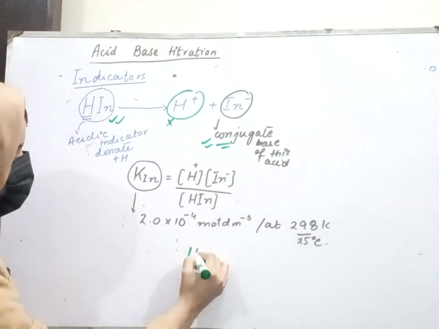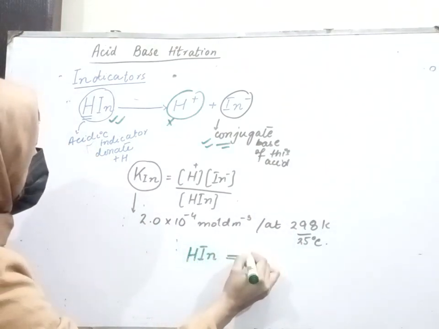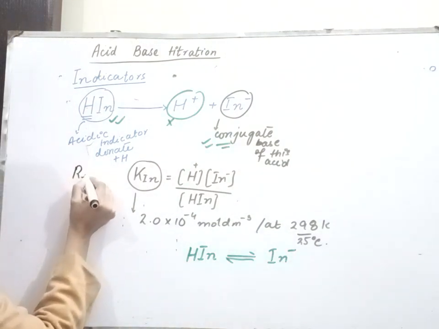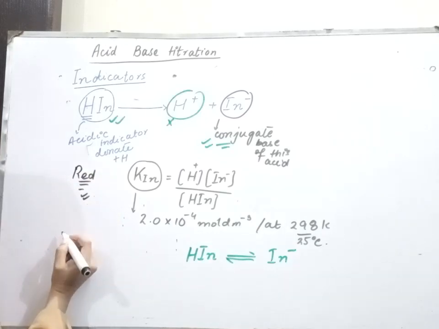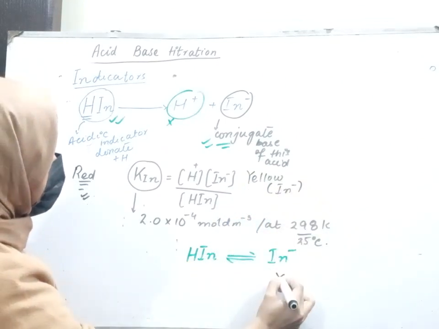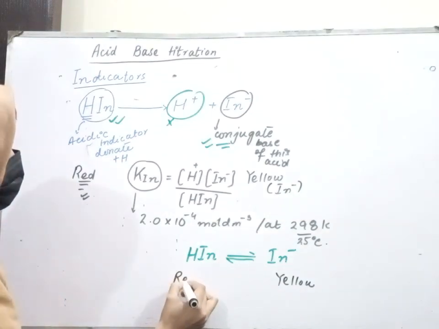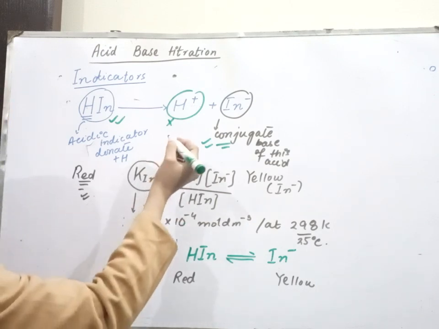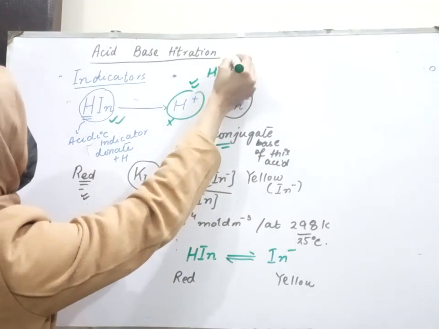So what will be the acid base pair? HIn is interconverted into In negative. Remember one thing, when this indicator is present in the form of acid, its color is red. And when it loses hydrogen, its color becomes yellow, in the form of In negative. Means here it is red and here it is yellow. And if I increase the amount of hydrogen, the H positive ion concentration will increase in the products.